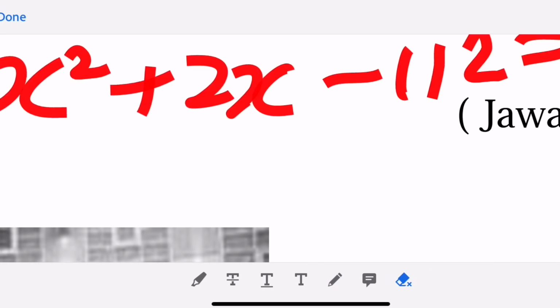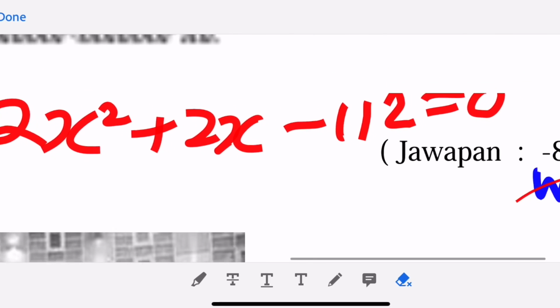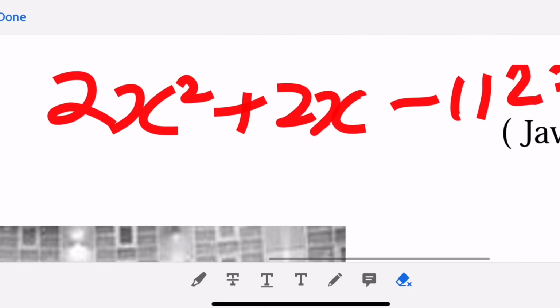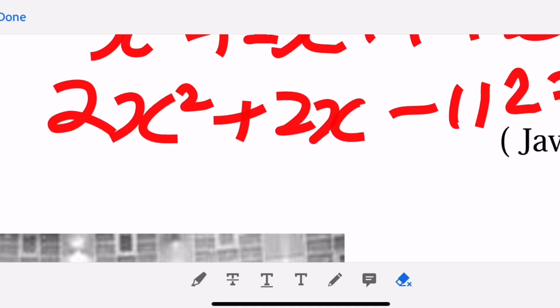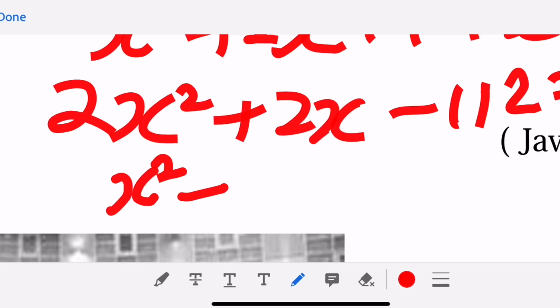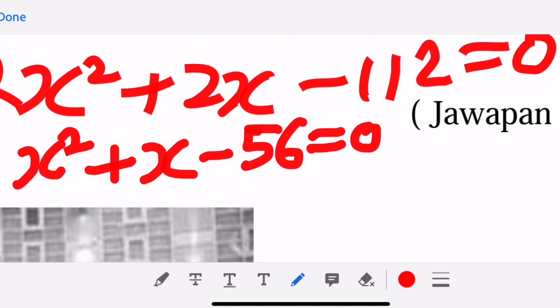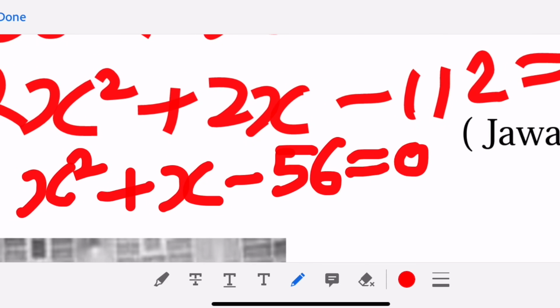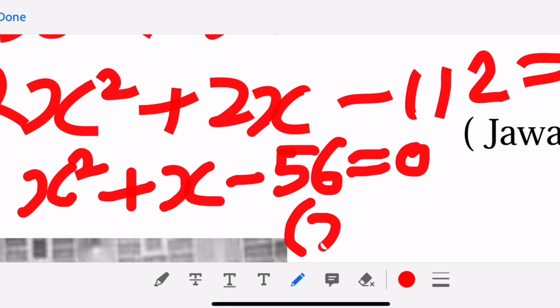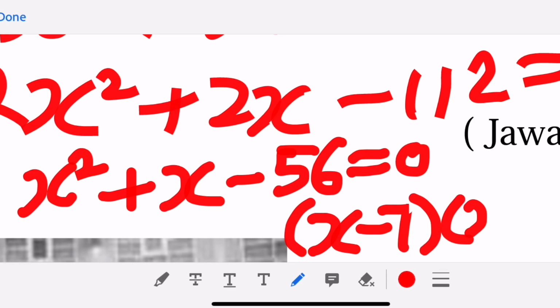Okay, so now you need to divide by how many? You need to divide by 2 so that you get the quadratic equation in simplest form before you can plug into the calculator for the A, the B, and the C. So I divide by 2, I get x squared plus x minus 56 equal to 0, right? So then now you can use a calculator. Okay, you can key into your calculator. A is 1, B is 1, C is negative 56. You get x is 7 and x is negative 8, right?